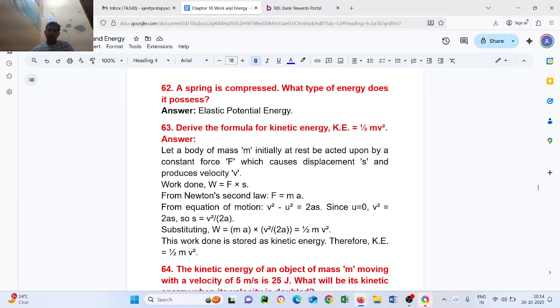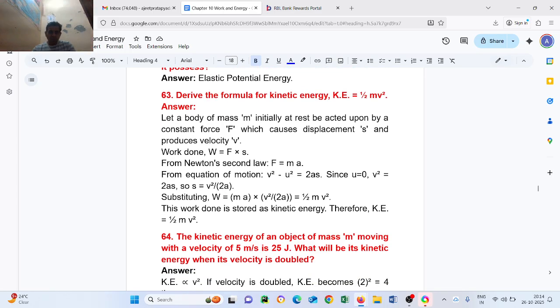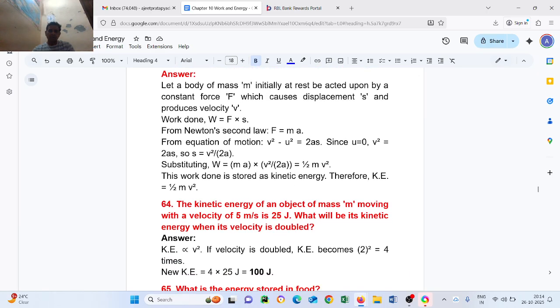Answer: let a body of mass m, initially at rest, be acted upon by a constant force F, which causes displacement S and produces velocity v. Work done W equals F into S. From Newton's second law, F equals ma. From the equation of motion, v squared minus u squared equals 2aS. Since u equals 0, v squared equals 2aS, so S equals v squared upon 2a. Substituting, W equals ma multiplied by v squared upon 2a, equals half mv squared. This work done is stored as kinetic energy. Therefore, K equals half mv squared.